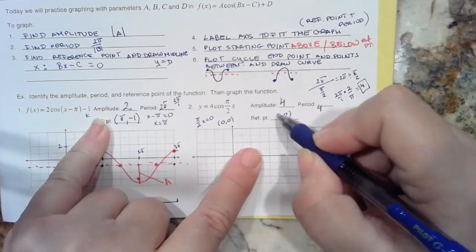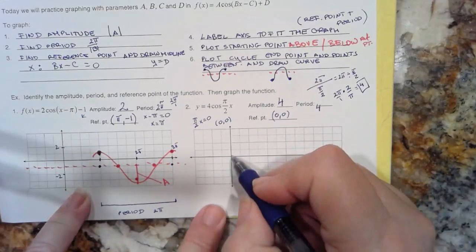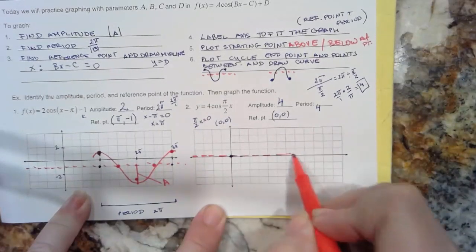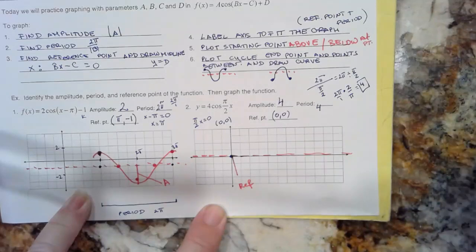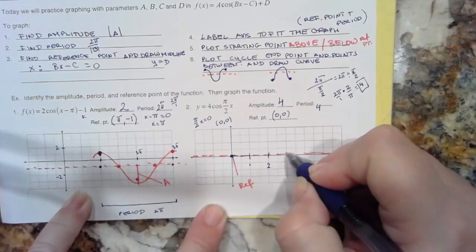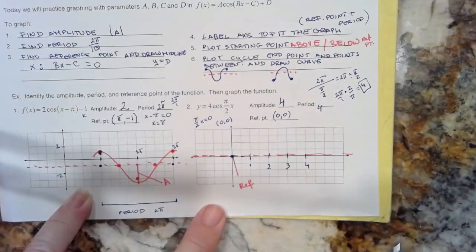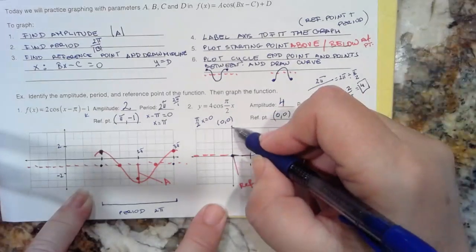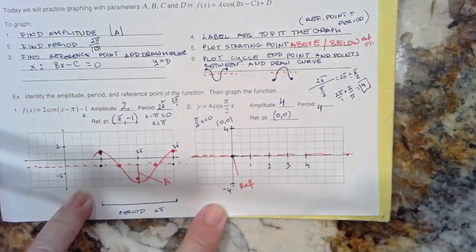So my reference point is 0, 0. Here is going to be my midline, because remember, this is your reference. And you go by 4, so I can count by 2. So this is my 1, 2, 3, and 4. Notice that there's no pi's attached here. My amplitude is 4. So 1, 2, 3, 4. So that fits. So this is positive 4. 1, 2, 3, 4. This is negative 4.